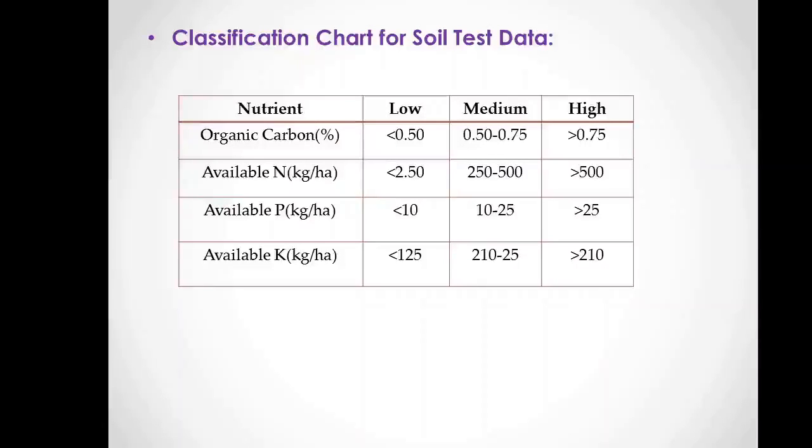The first nutrient is organic carbon. If the percentage of organic carbon is less than 0.50, then the soil is in the low category. If it is between 0.50 and 0.75, it is medium soil, and greater than 0.75 it is high soil. In the same way, available nitrogen, phosphorus and potassium are reported.